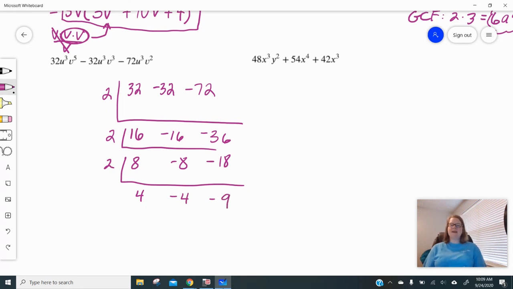-4, -9. 2's not going to work because 9's odd. And then 3 doesn't work because 3 doesn't go into 4. And then 4 doesn't go into 9. So we're done. So the GCF is 2 times 2 times 2, and don't say that 6. Students tell me that many, many times. All right, 2 times 2 times 2 is 8. So 2 times 2 is 4, times 2 is 8. So my GCF is 8.